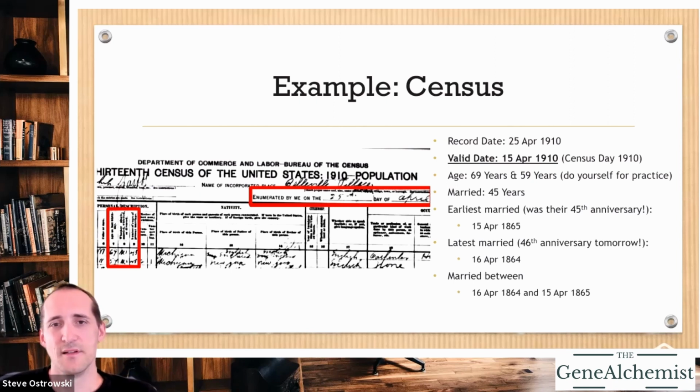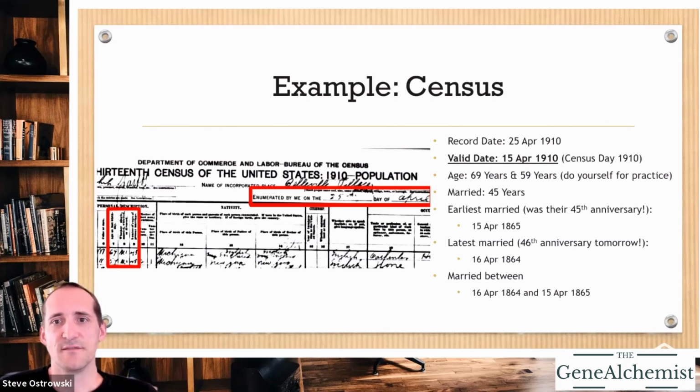So up top, the census taker wrote that this was enumerated by him on the 25th of April, 1910. Like I said before, the valid date, however, is 15th of April, 1910. So that's the census day in the year 1910 census. All the values here were supposed to be recorded as of their value on April 15th, even though the census taker was coming to your house on April 25th. Again, I have a feeling that many people did not kind of catch that nuance.